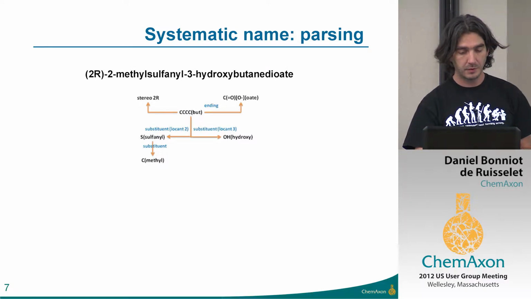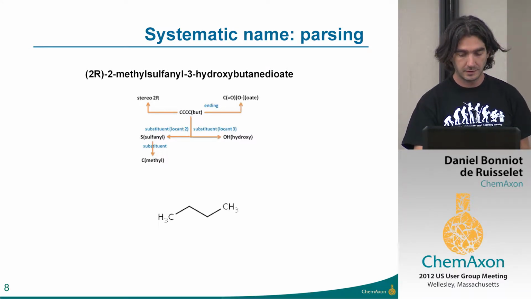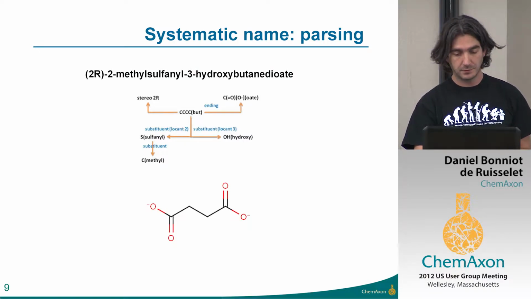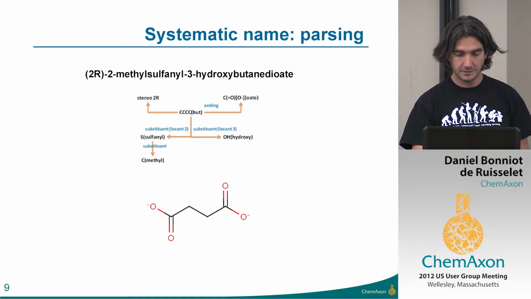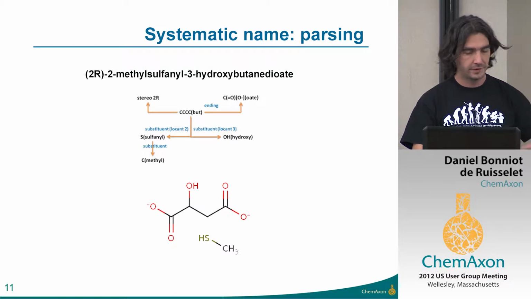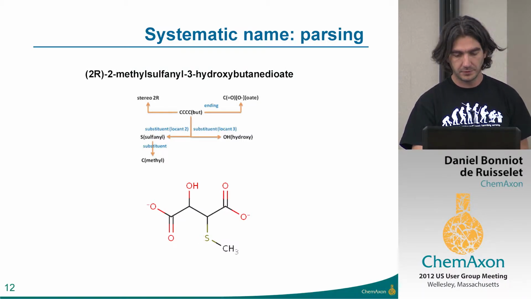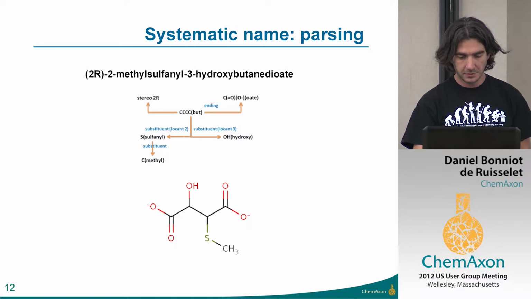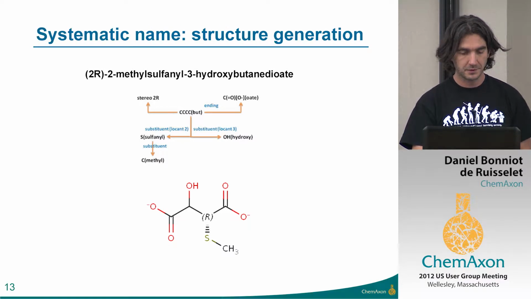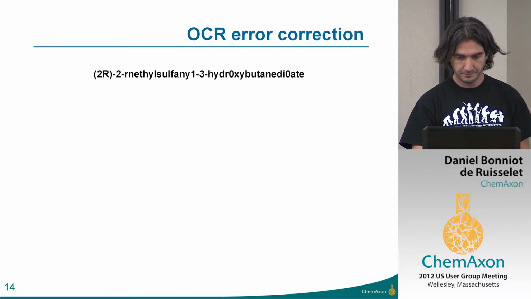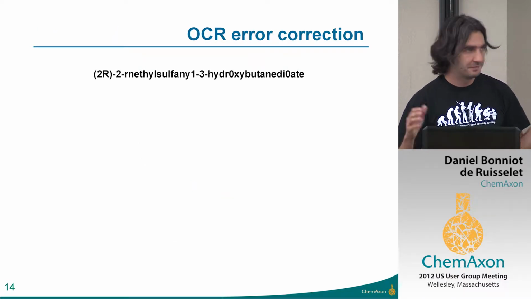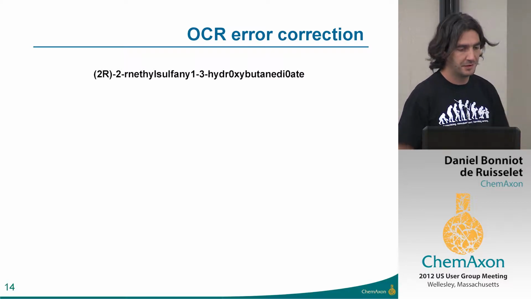Starting from the parent, which is the butane, we start with the butane chain, and then we can connect the suffixes. So now we have a butane diol, and then each substituent can be connected. This is a recursive process of generating the structure for the substituent and connecting it to the parent. And now we apply the stereochemistry, and we have the correct structure. So that's a big problem. Obviously, that was a relatively simple example.